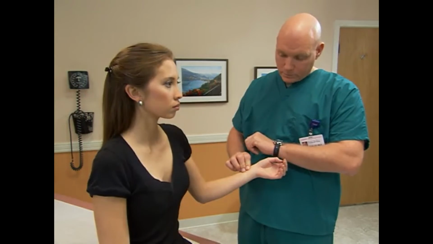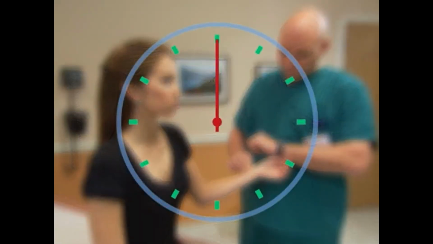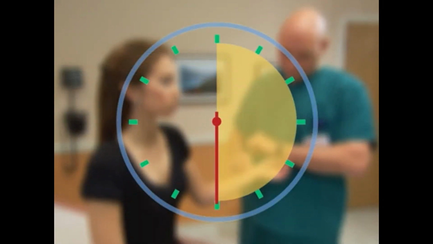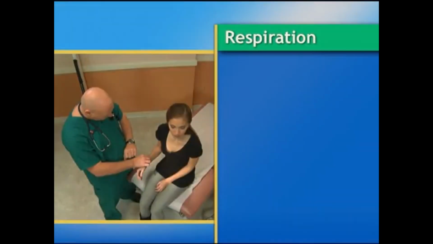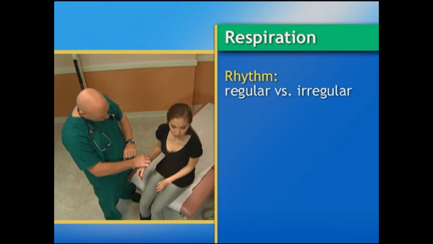Count respirations using a method like that used with the pulse, counting for 30 seconds and multiplying the number by 2 to obtain the breaths per minute. A normal respiratory rate is between 12 and 20 breaths per minute. Assess for rhythm, which is the interval between breaths. Rhythm is usually described as regular or irregular.